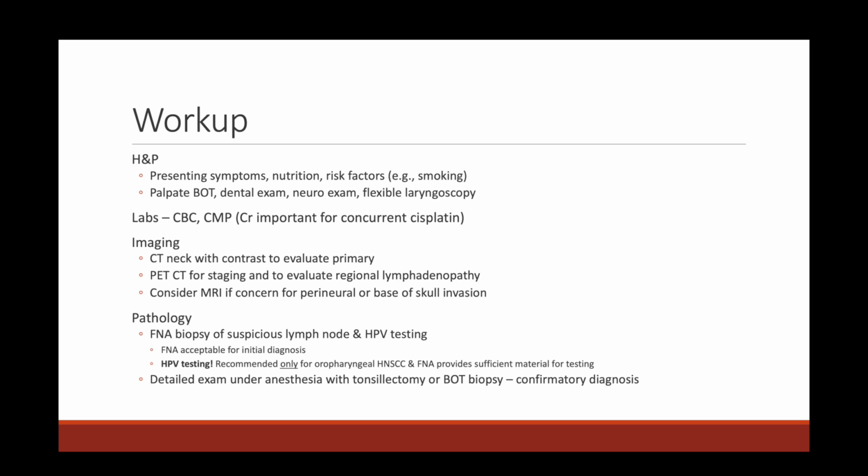In terms of imaging, a CT neck with contrast is the gold standard to evaluate the primary. It also helps us to look at the lymph nodes. PET CT is really, really helpful for staging as well, and it's really nice to help evaluate regional lymphadenopathy, also rule out distant metastasis. And if there's any concern for perineural invasion or base of skull invasion, we definitely want to consider obtaining a contrast-enhanced MRI as well. In terms of pathology, an FNA biopsy of any suspicious lymph nodes is typically adequate for even HPV testing.